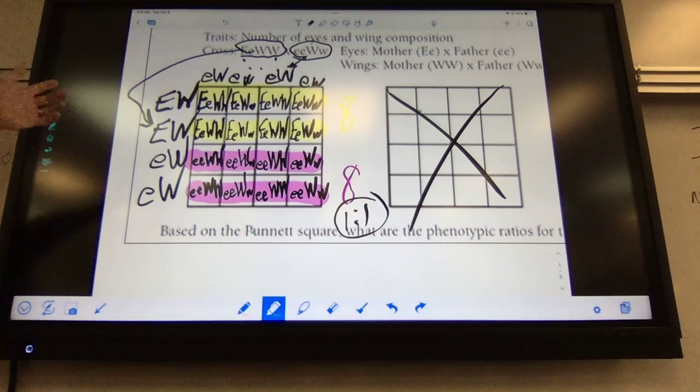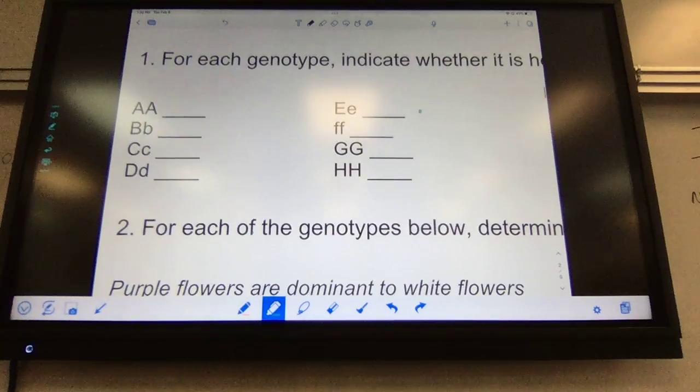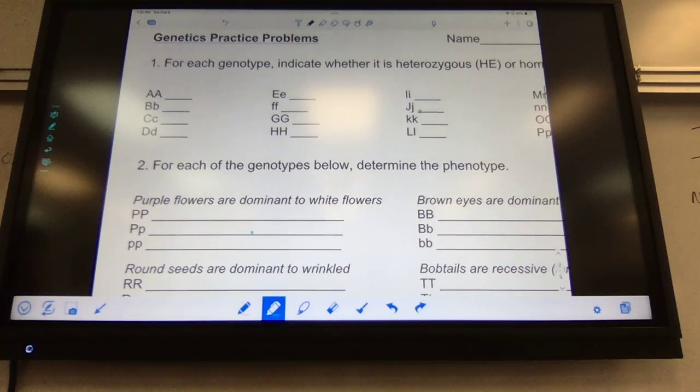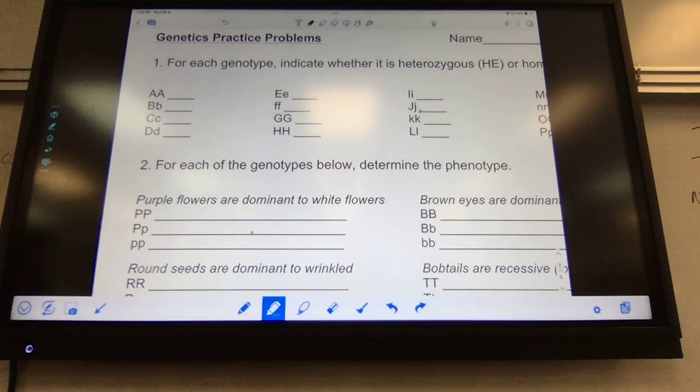So we're done with the alien genetics, and you turn that in. Then you open up the genetics practice problems, and this is due tomorrow night, but you can finish it in class right now. So there's a second assignment. This is called genetics practice problems. So I'll go over several of these with you.